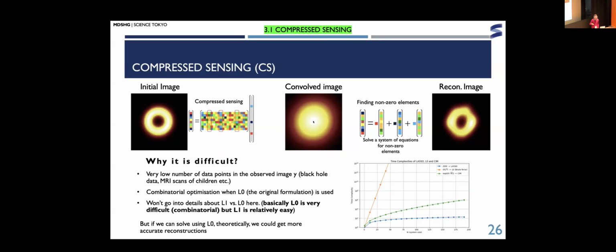So L0 means you have to consider every combination of the sparse vector to find the optimal point that should be non-zero. So it's a combinatorial optimization problem, considerably NP-hard. But L1 is an approximation to L0. That means the commercial methods right now use L1 instead of L0, because L1 is an approximation to L0 and it's a convex problem.